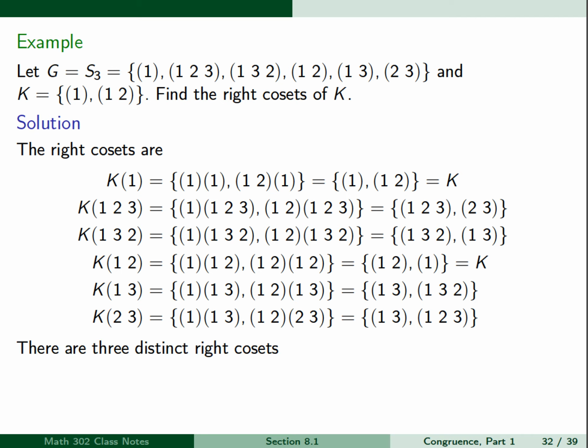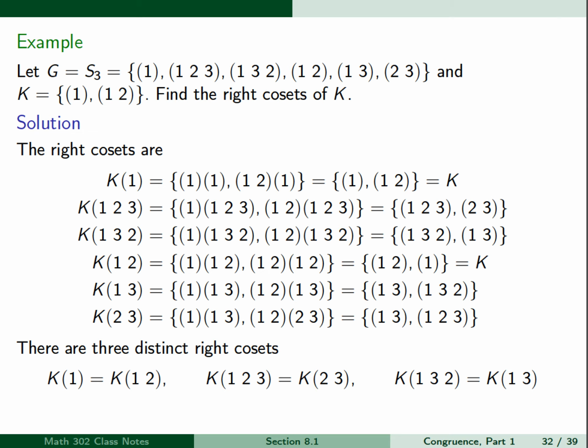And so there are 3 distinct right cosets. K1 is equal to K(1 2), K(1 2 3) is equal to K(2 3), and K(1 3 2) is equal to K(1 3). So the index of K in S3 is 3.